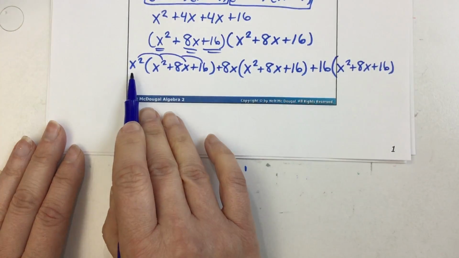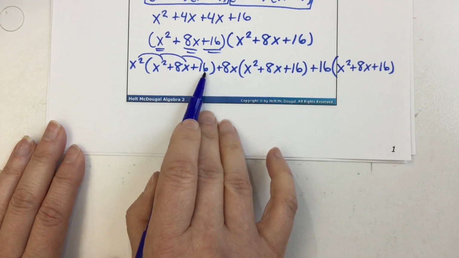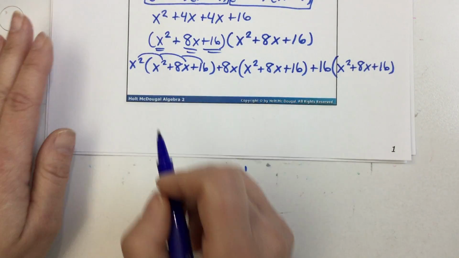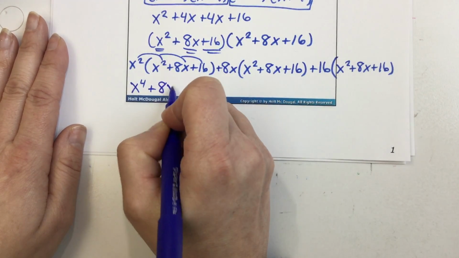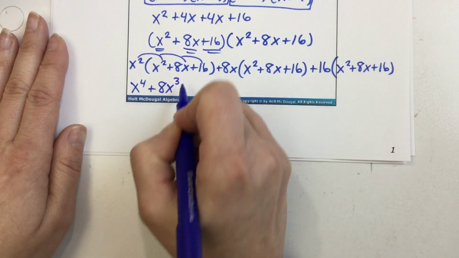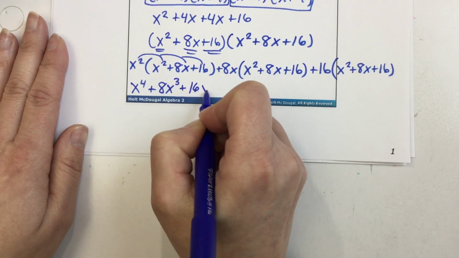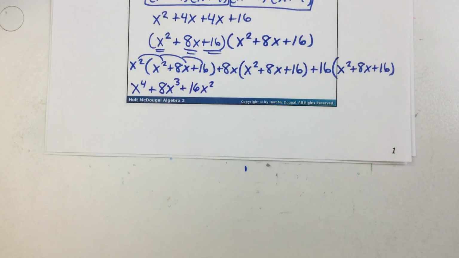The first thing that I'm bringing in is x squared. So every term gets 2 more x's. This had 2 x's, so now it would have 4. This had 1 x. If I give it 2 more, now it has 3. 16 did not contain a variable, so now it is 16x squared.